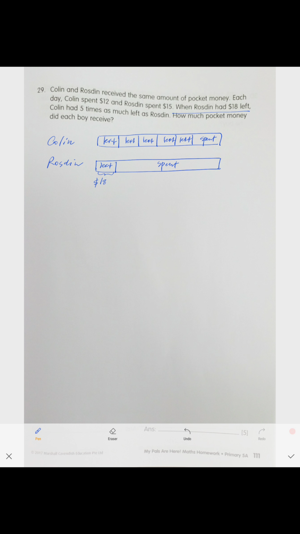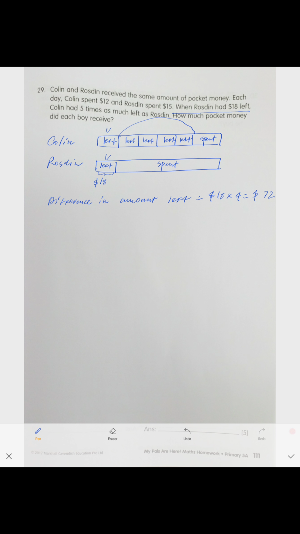What is the difference in the amount left? Alright, this is the difference. Okay, this is the same unit. This is the difference in the amount left, right? So 4 units, and 1 unit is $18. We have 4 units, so $72 is the difference in the amount left, right?